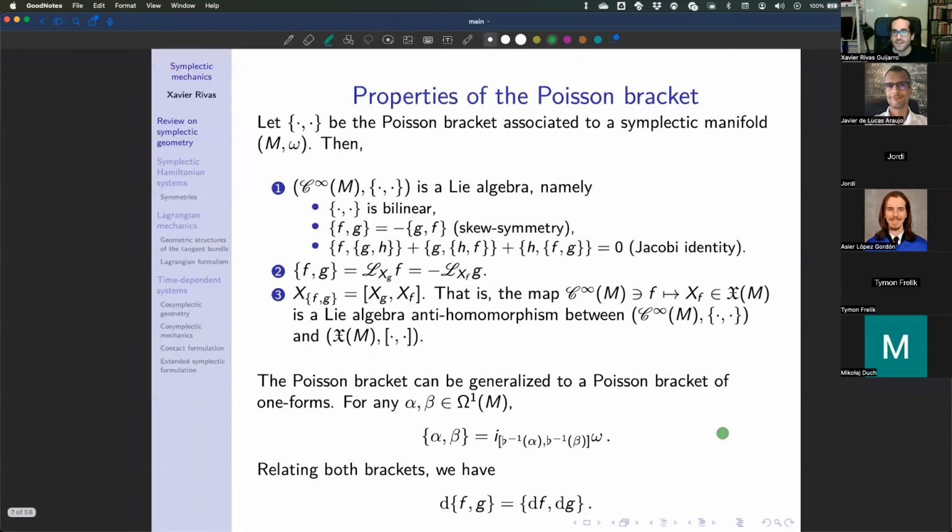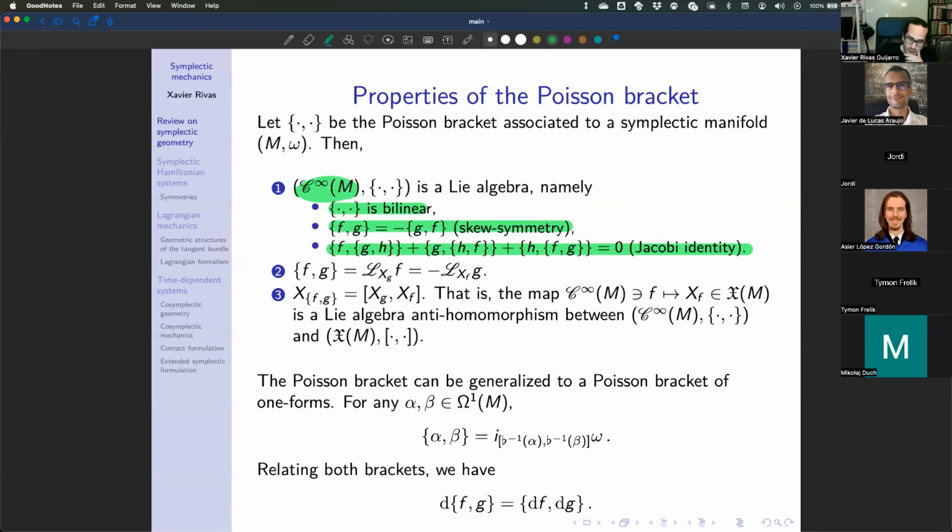This Poisson bracket has many properties, actually defining it. What is a Poisson bracket? A Poisson bracket is something that satisfies these properties. It has to be bilinear, it has to be skew-symmetric, and it has to satisfy the Jacobi identity. So in our case, in the symplectic case, our Poisson bracket turns the ring of functions into a Lie algebra, satisfying these properties.